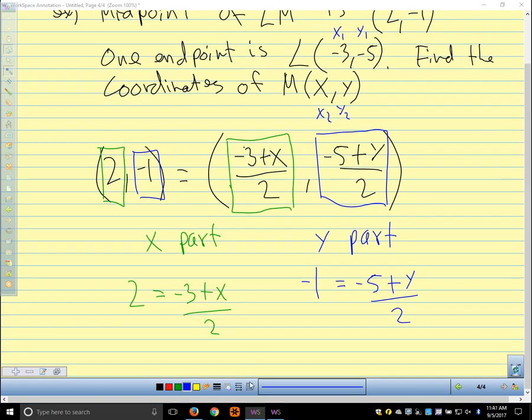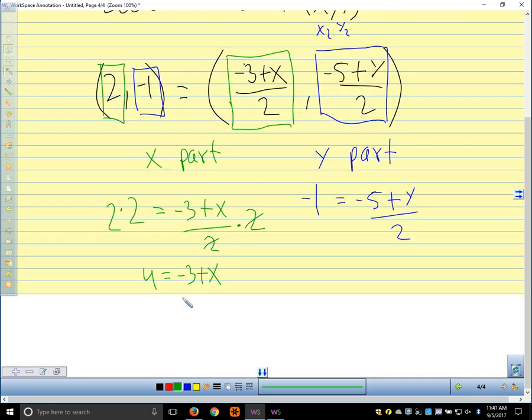And I'm just going to solve each of these. So on the x part, what do I do to get rid of this 2 in the denominator? Multiply everything by 2. On the right-hand side, the 2's cancel, and I get that 4 equals -3 plus x. Add 3 to both sides, and I get x equals 7.